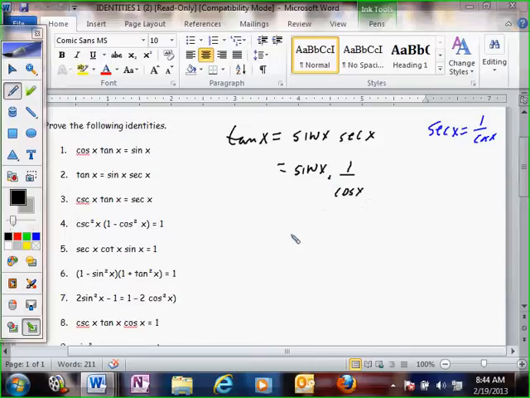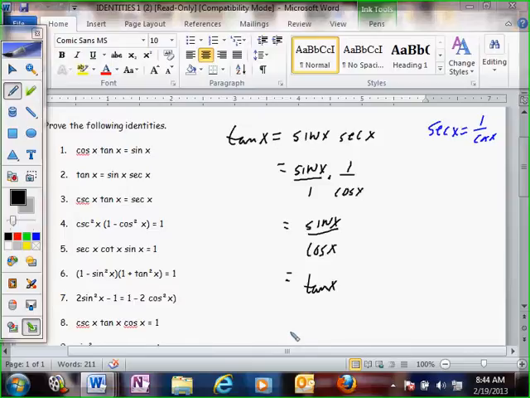And it is multiplication. And so I put sine x over 1, and I can simplify this further. Sine x times 1 is sine x. 1 times cosine x is cosine x. And if I look down at my note card again, I know that sine x over cosine x is tangent x.